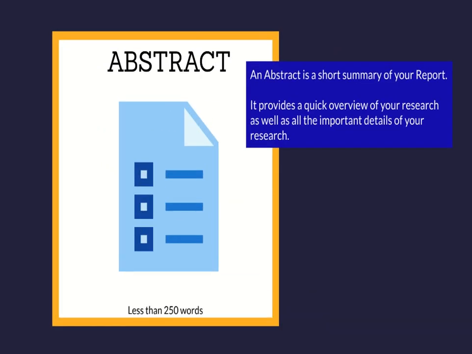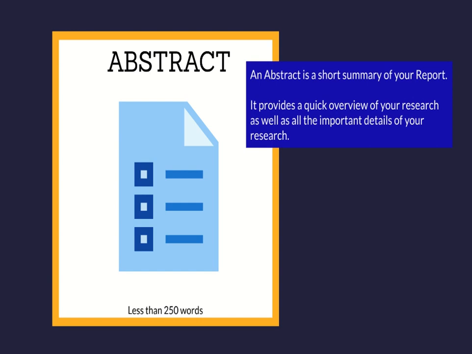After finishing your research and experimentation, you wrote a report. Now you are required to write a 1-page abstract. Your abstract must not exceed 250 words. So what is an abstract? An abstract is a short summary of your report.